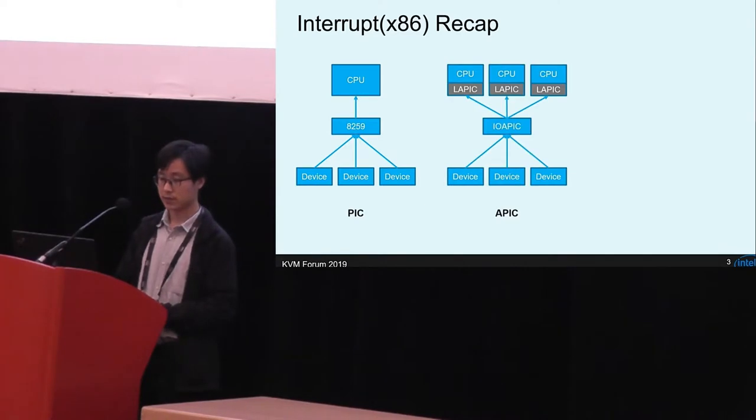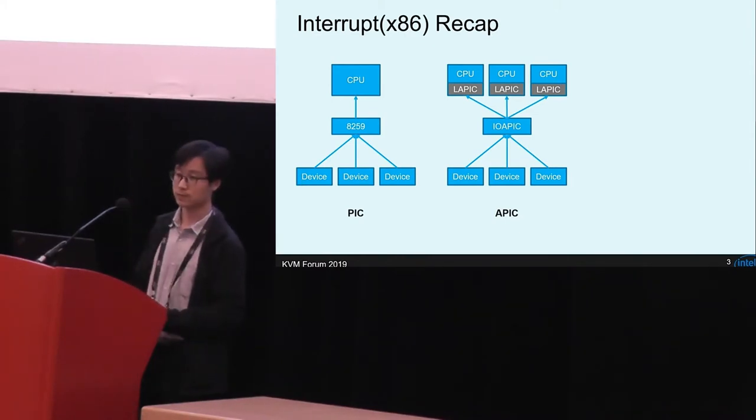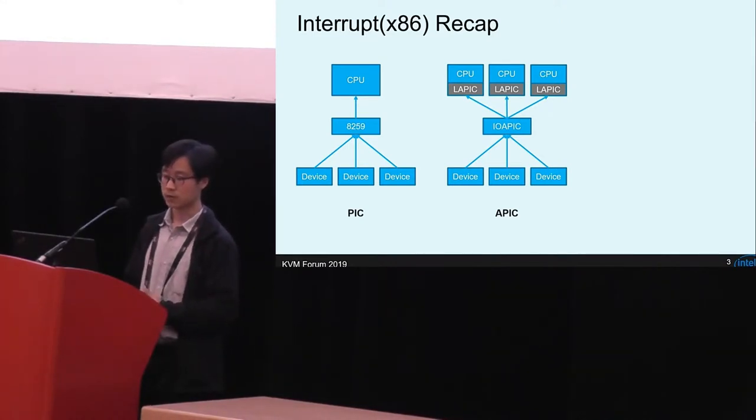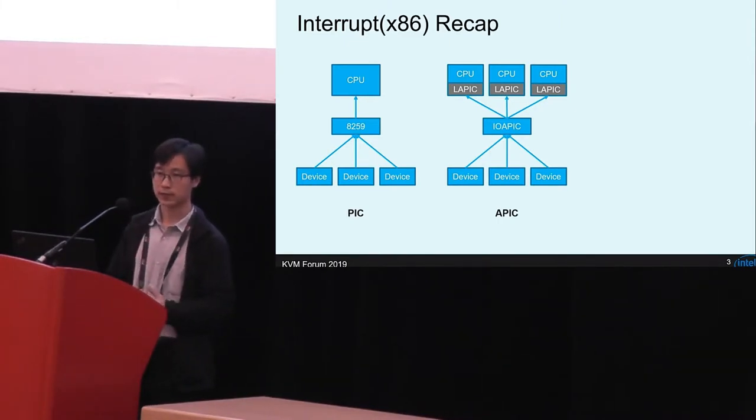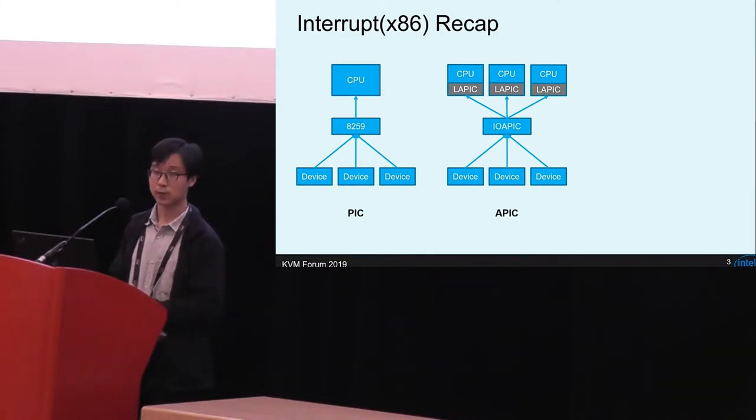To solve this issue, we come to the next generation of the interrupt controller, which is called APIC. For APIC, we have two parts, the IO APIC on the device side and the local APIC on the CPU side. The IO APIC can support, typically, up to 24 interrupts across all the devices. And the most important thing, it can route the interrupt to different CPUs. So that's very important when we have multi-cores. Well, both PIC and APIC are implemented with hardware interrupt lines, so it's kind of hard to scale up if we want to support more interrupts.